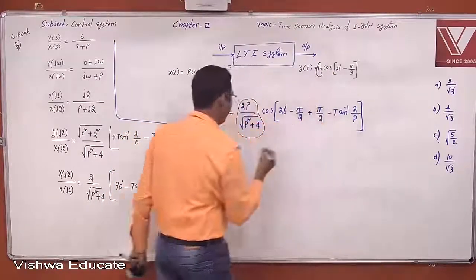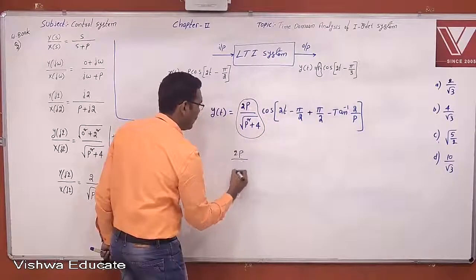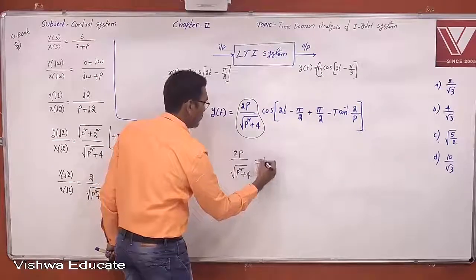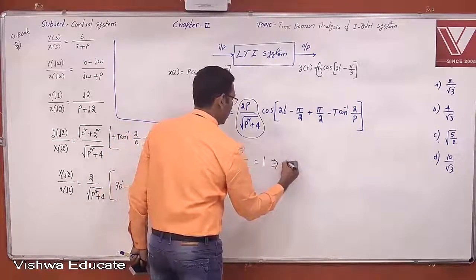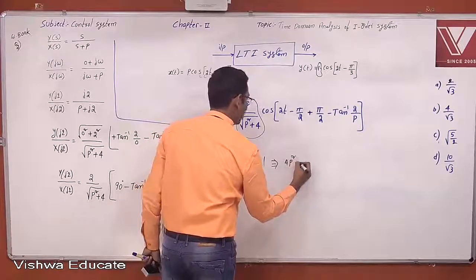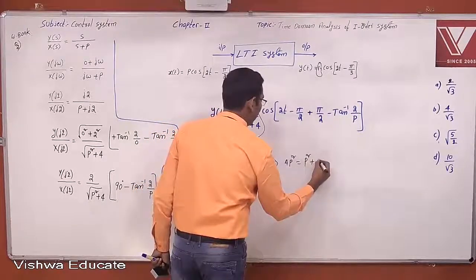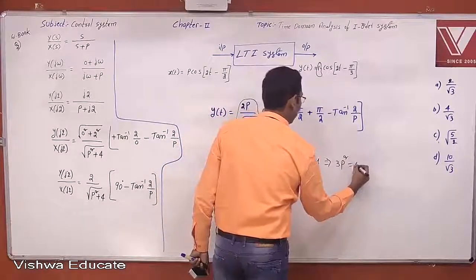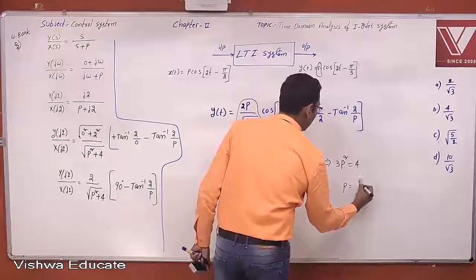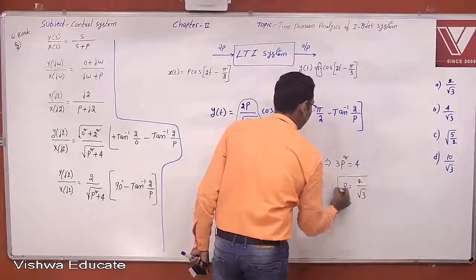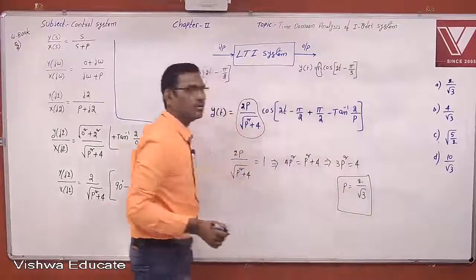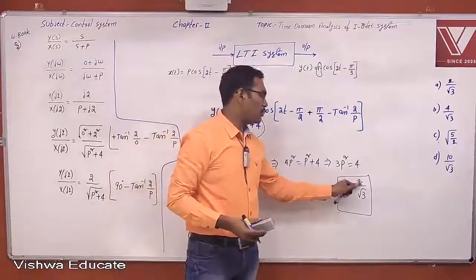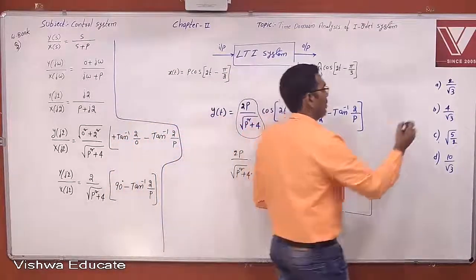Then the magnitudes you may equate. So 2p by square root of p square plus 4 is equal to 1. Therefore 4p square equals p square plus 4. Therefore 3p square equals 4, p is equal to 2 by root 3. Then which option? Option A is correct.